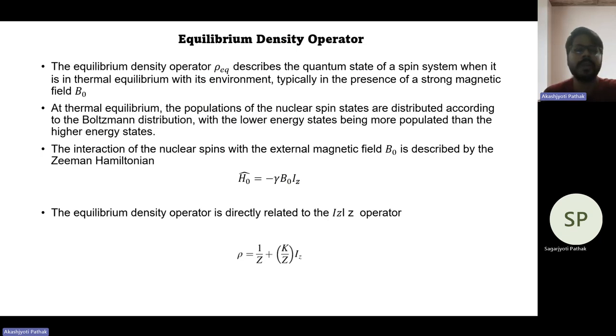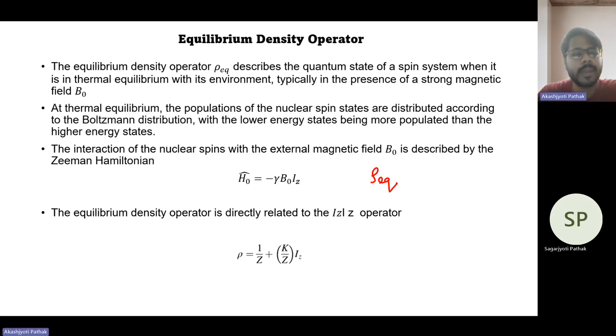What is an equilibrium density operator? The equilibrium density operator rho EQ describes the quantum state of a spin system when it is in thermal equilibrium with its environment, typically in the presence of a strong magnetic field B naught. So it is denoted by rho EQ, and it describes the quantum state of a spin system in thermal equilibrium with its environment and in the presence of a strong magnetic field. That is called the equilibrium density operator, rho EQ.